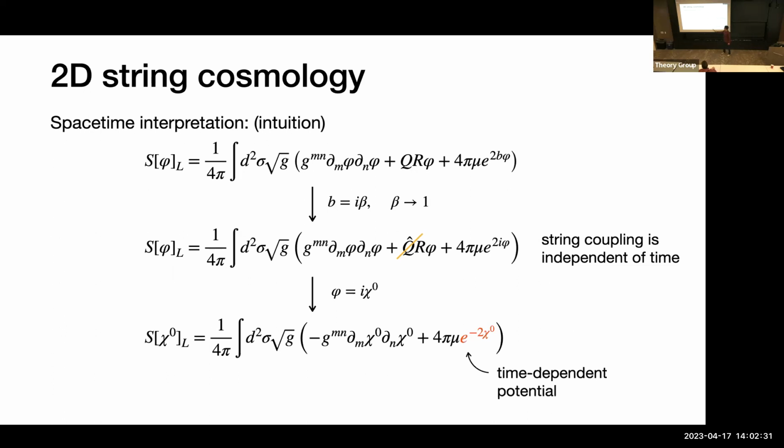The purpose of this is to go to the usual Lorentzian time on the worldsheet, so that it's interpreted as a Lorentzian coordinate, and then we end up with this time-dependent potential, right? e to the negative 2 chi naught. So this is the interpretation.